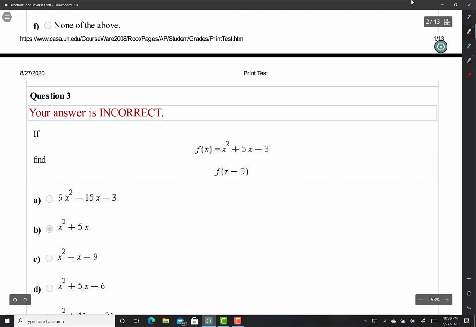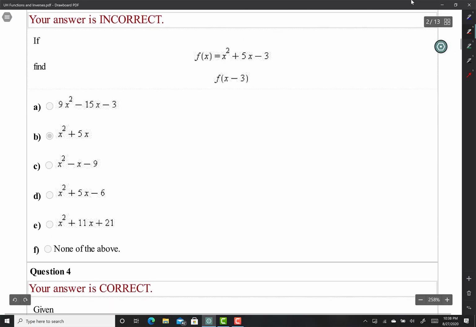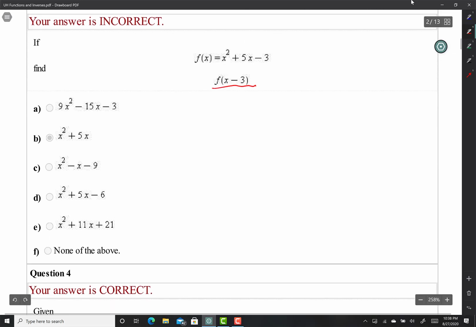All right, let's go to the next one, guys. On this one, they want you to figure out what f of x minus 3 is. So you're just going to plug in x minus 3 into f. I don't know why the little font does that, if you notice, there's little squigglies there. x minus 3 squared plus 5 times x minus 3 minus 3.